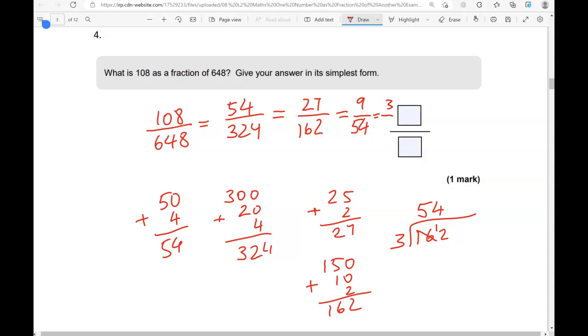54, if you divide that by 3, how many 3's fit into 5? That is 1, 2 remaining. How many 3's into 24? That is 8. So 3 over 18. Can we go any further? Can we divide 18 by 3? Yes, and it gives us 6. So 1/6 is the final answer.